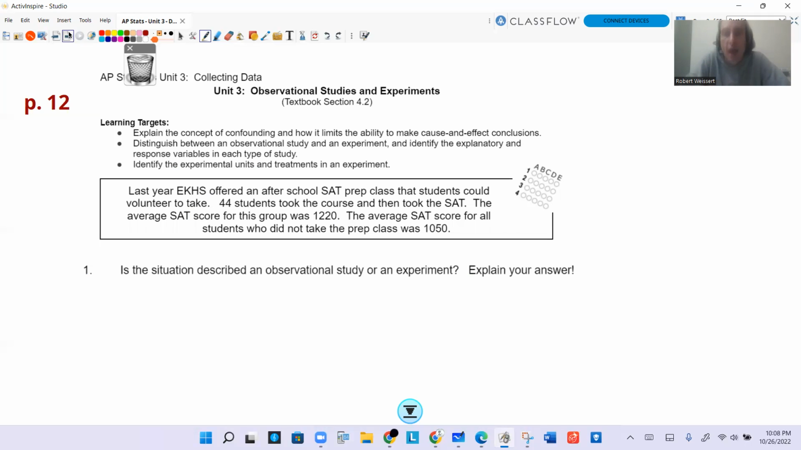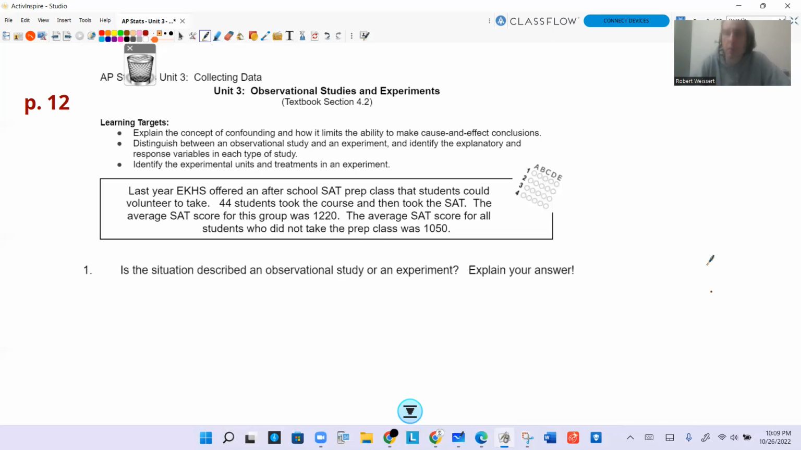They offered an after-school SAT prep class that students could volunteer to take. 44 students took the course and then took the SAT. The average SAT score for this group was 1220. Not bad. The average SAT score for all students who did not take the prep class was 1050. In the situation described, is this an observational study or an experiment? And explain your answer. So think about that for a minute.